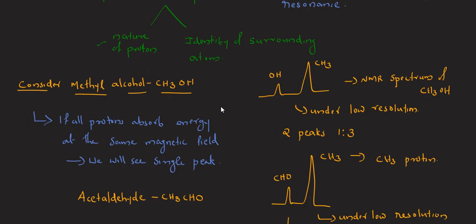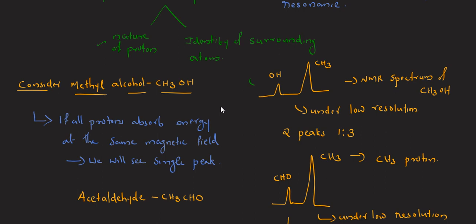For more clarification, consider the example of methyl alcohol, CH3OH. If we observe the NMR spectrum of methyl alcohol, we can see two distinct peaks, one corresponding to OH and one corresponding to CH3. This is taken under a low resolution with the peak intensity 1:3. Why are two peaks coming in CH3OH? That is the question. If all protons absorb energy in the same magnetic field, we will see a single peak.